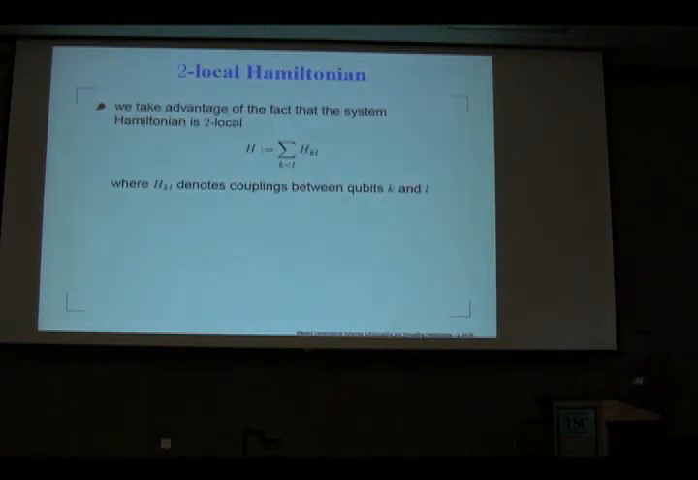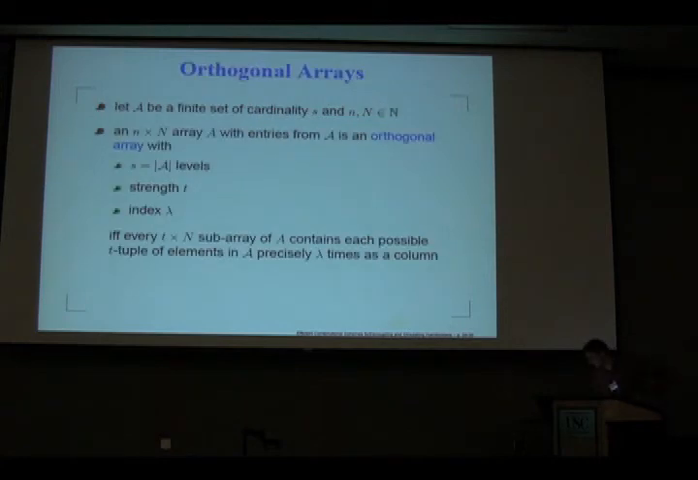Okay, and so can we do better? Yes, of course, we can do better if we take into account that the Hamiltonians that occur in real physical systems are two-local. So we take advantage of the fact that the system Hamiltonian is two-local, so it can be written as a sum of pair interactions. Here H_KL is an interaction between qubits K and L.